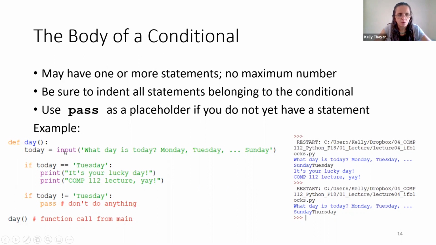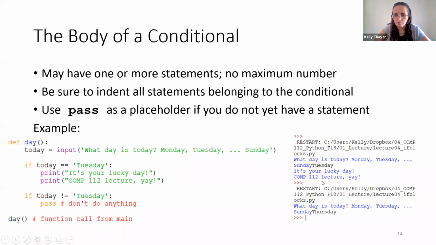So here is an example. This is a function called day, and today equals input. What day is today? And some suggested answers are provided. So if today equals Tuesday, print it's your lucky day, Comp 112 lecture, yay. If today is not equal to Tuesday, well, we haven't decided what to do yet, so we're going to put pass. Maybe we could have some other options of readings based on the day of the week.